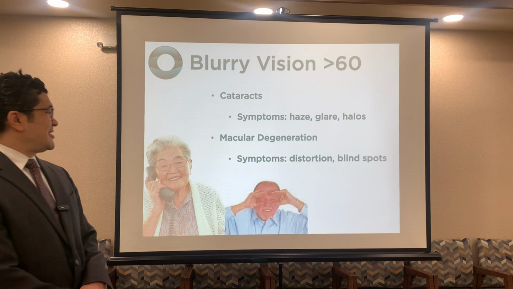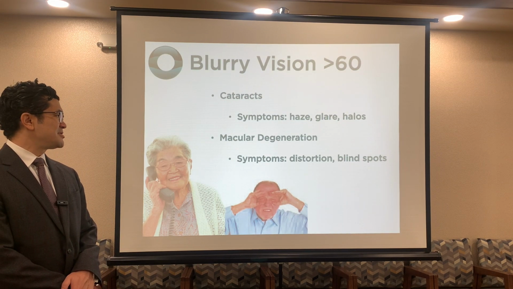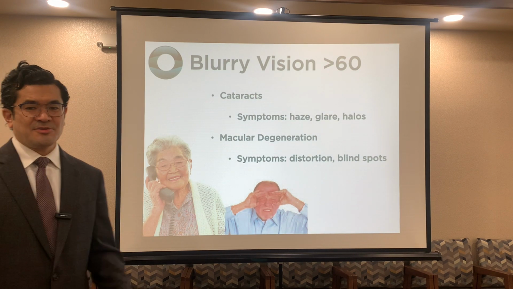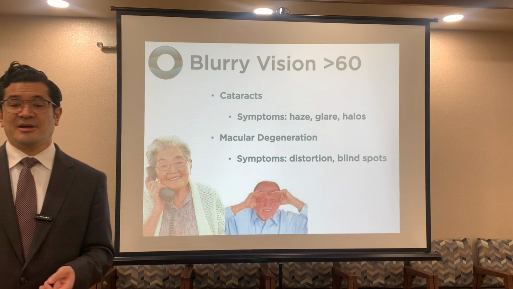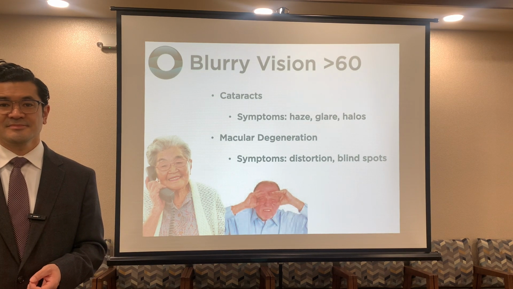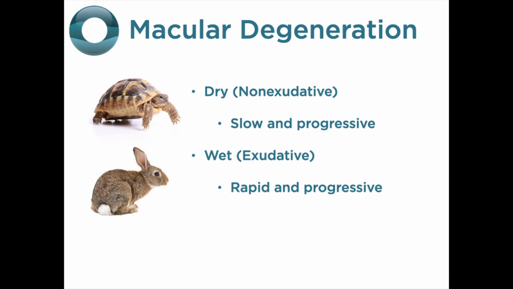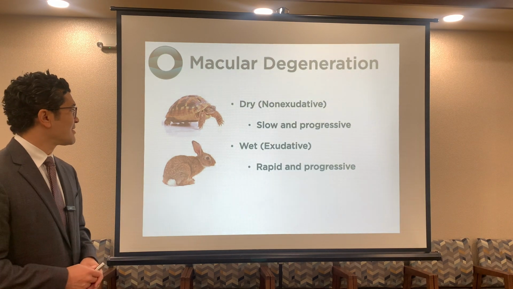The next category of vision loss for the 60 and over, we'll go into a little bit more detail, is macular degeneration. So remember, those are the ones that have gradual or sometimes rapid loss of vision. So I kind of break it down, and people will ask, well, do I have the wet or the dry type? It's important to distinguish the two.